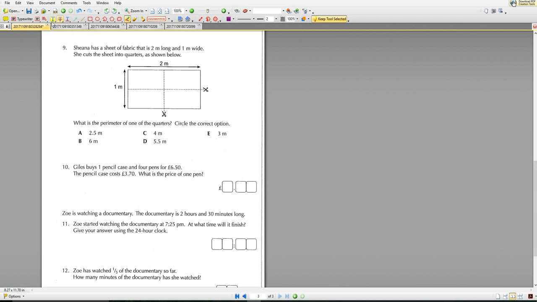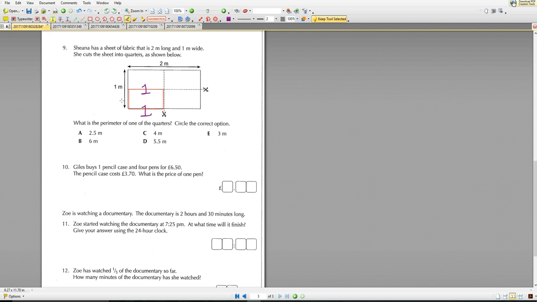So I need to now label them up. So this is 2, and you halve the 2, we get 1 over here. The 1 on the bottom. So I'm going to look at this quarter here. So we're looking at that shape there. Okay, that's 1, that's 1.